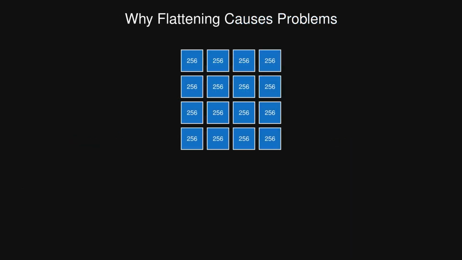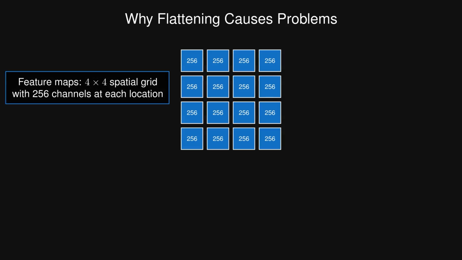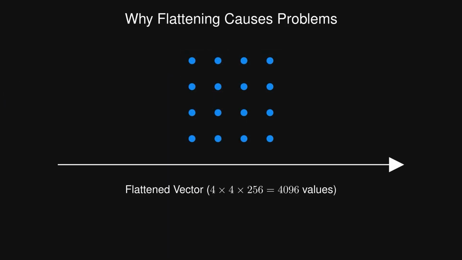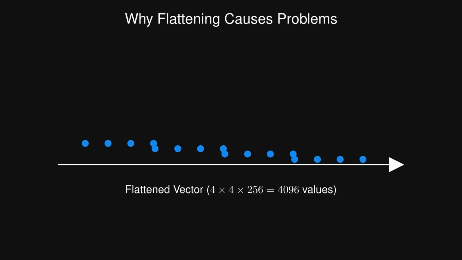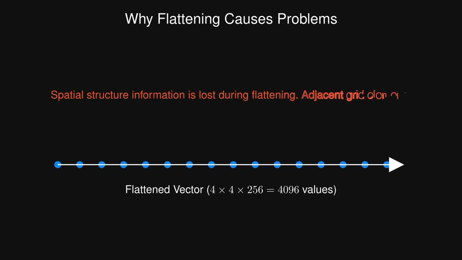Flattening data erases spatial relationships and creates parameter overload. Consider a 4x4 feature map with 256 channels. This could be the output from a convolutional block before the classification head. During flattening, this structured grid is converted into a single vector with 4,096 values. Adjacent elements in the original grid can end up far apart in the flattened vector. Spatial relationships are completely lost and need to be relearned, even though the CNN had already captured them.